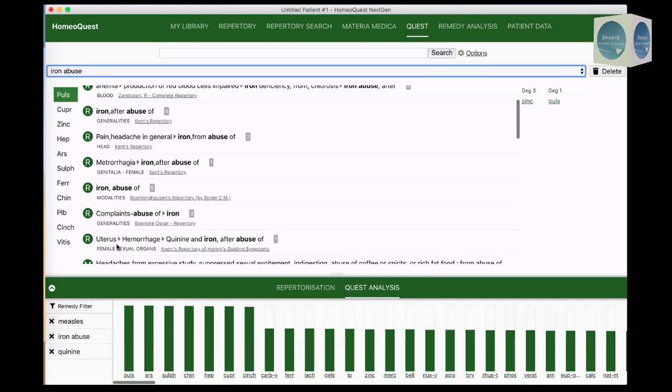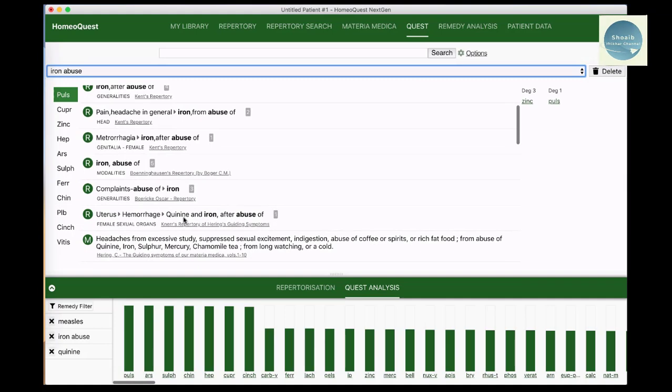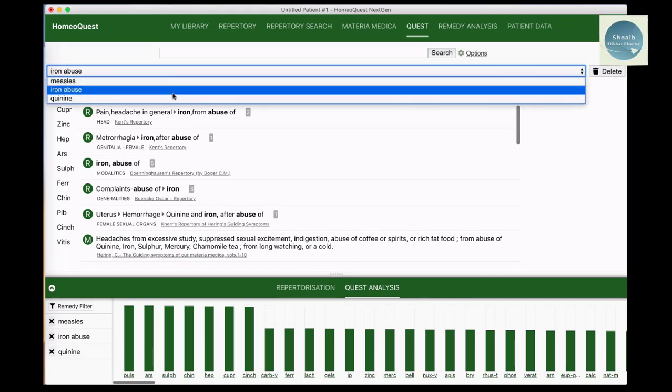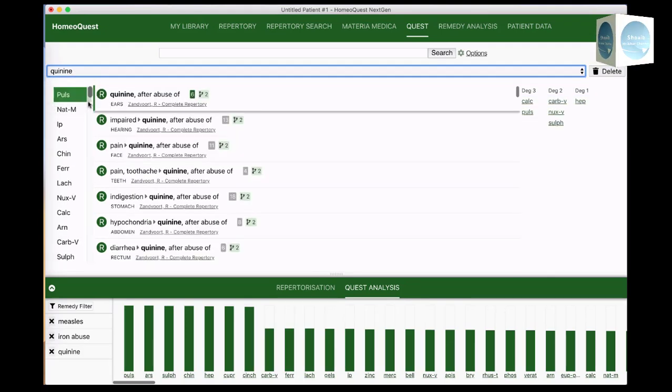So if there are issues around the female reproductive system after abuse of iron, this is where I will look for pulsatilla, a never-been-well-since syndrome. So you see, and again, quinine, another thing, top of the list. So if you have face pain, neuralgias, ear pains, toothaches, indigestion after quinine, diarrhea after quinine, look for pulsatilla.